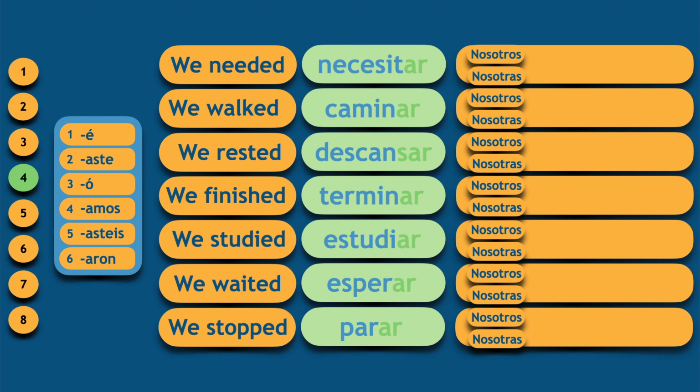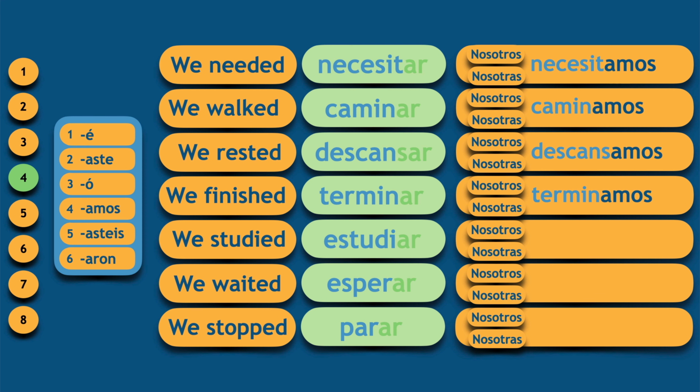Ejercicio 4. We needed. Necesitamos. We walked. Caminamos. We rested. Descansamos. We finished. Terminamos. We studied. Estudiamos. We waited. Esperamos. We stopped. Paramos. If you know the endings for the present well, you might have noticed that we have the same ending for the present simple and the past simple, which means that you will need the context to help you get the meaning right. So watch out for the words surrounding that verb.